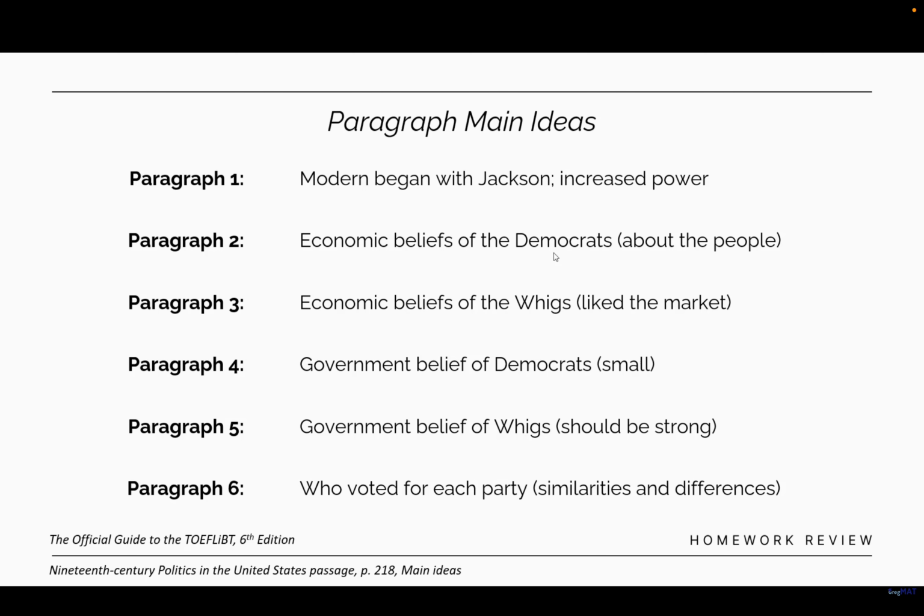You could almost think about this as Democrats and Republicans today a little bit. Paragraph number 4, the government belief of Democrats. So the Democrats wanted small government. Paragraph number 5, the government belief of the Whigs. They wanted a strong, big government. And then finally, paragraph number 6 talks about who voted for each party. There were some similarities and there were some differences as well.